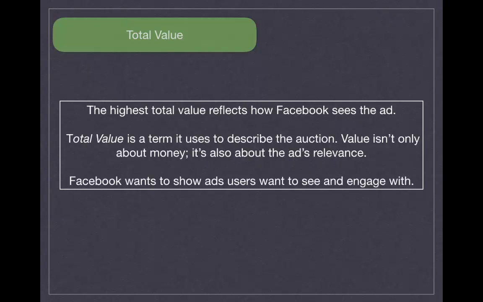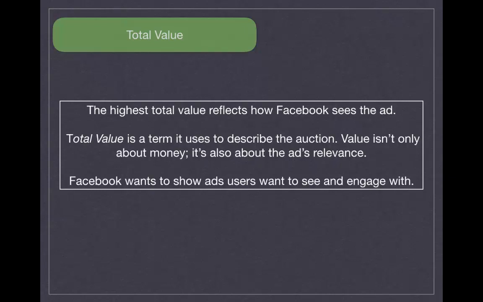Suppose 5 people are targeting the same kind of audience. Facebook is looking at whose total value is highest, second highest, third highest. So the top 3 people, Facebook is going to show their ads to the target audience in priority order, right? So remember, total value includes the money part also, the highest bid part also, but there are other factors too.